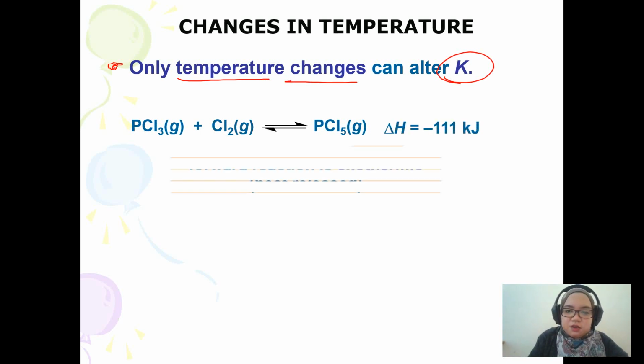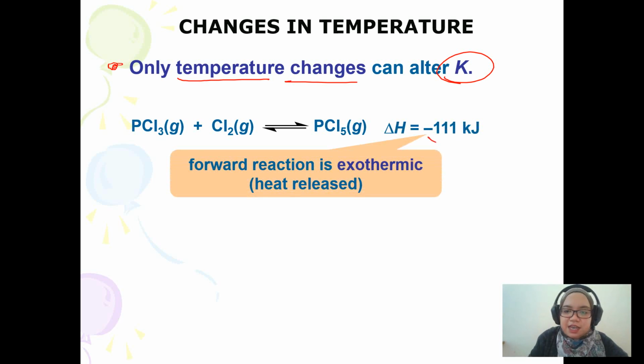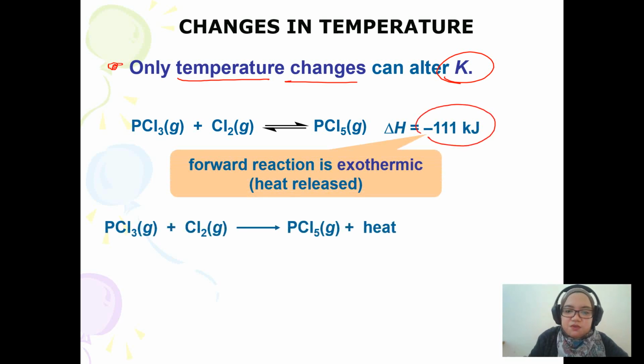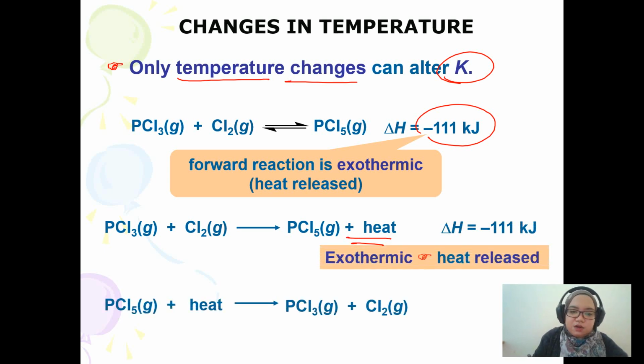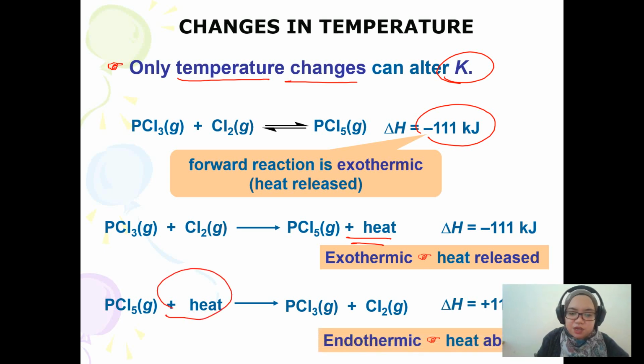So, kita tengok kat sini. So, in this case, this forward reaction is exothermic. Dia release heat. So, the production of product will release heat. Maksudnya, reactant react to form product and heat. Okay, so this is exothermic reaction. Okay, heat release. Okay, kalau reaction tu dia absorb heat, dia adalah endothermic reaction. Contohnya PCl5 dia absorb heat to form PCl3 dengan Cl2. So maksudnya ini adalah endothermic reaction, heat absorb.